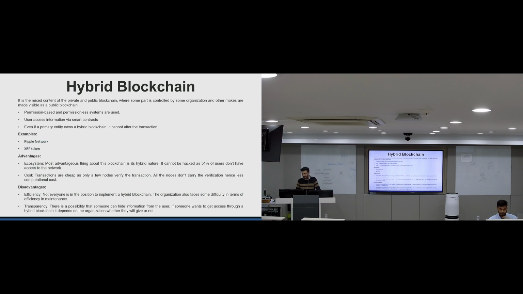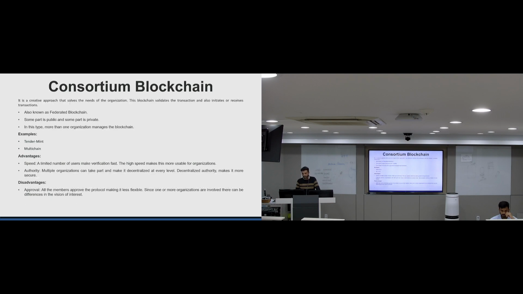The organization also faces some difficulty in terms of efficiency in maintenance. Transparency: there is a possibility that someone can hide information from the user. If someone wants to get access through a hybrid blockchain, it depends on the organization whether they will give it or not. And at last we have the consortium blockchain.